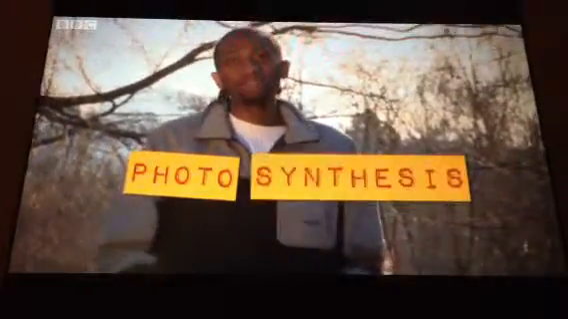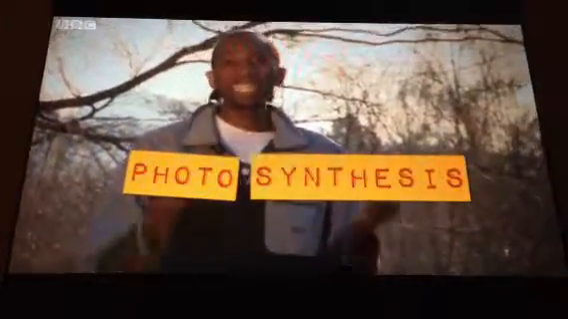Photosynthesis, here in its natural habitat. Photosynthesis is one of the most important reactions on this planet. Well, let's have a look at the word. Photo means light, synthesis means to make, and that's exactly what it does. So plants harness the energy from the sun to make food.